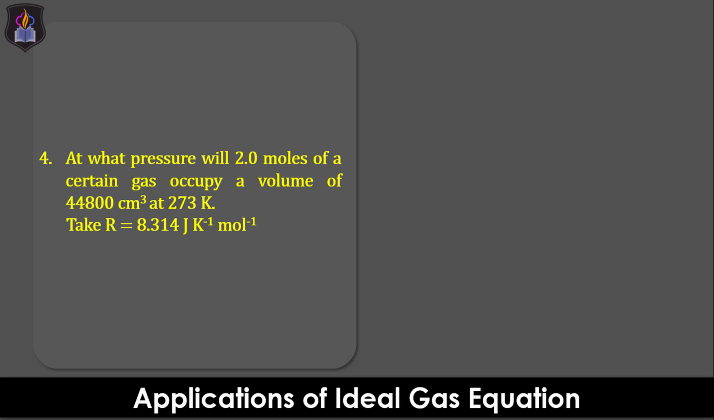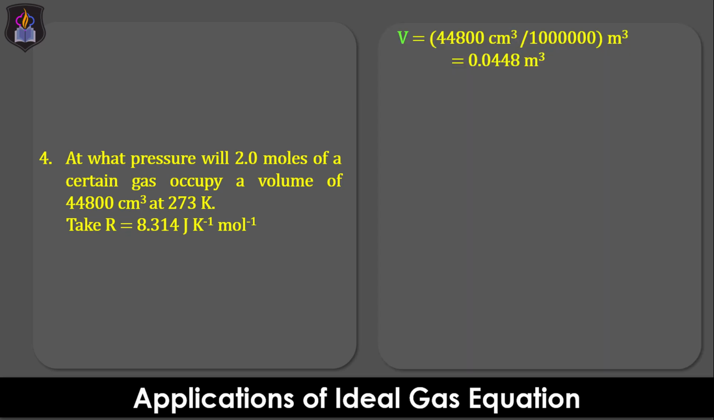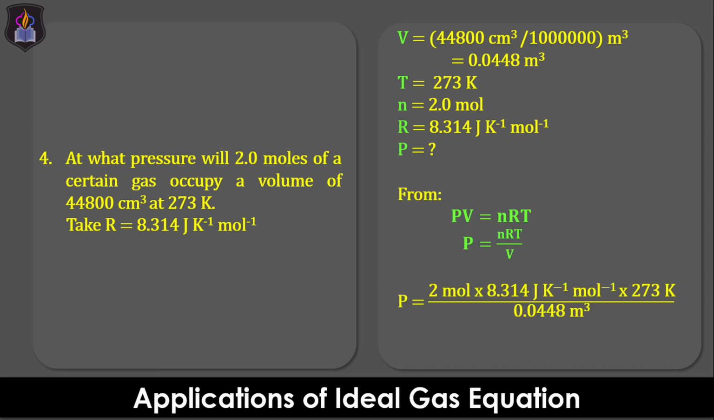Solution. Here, since the value of R is in joules per Kelvin per mole and we are to find P, our volume must be in meters cubed. So, from the given parameters, volume is 44,800 cm³, which is equivalent to 0.0448 meters cubed. Temperature and number of moles are 273 Kelvin and 2 moles respectively. So given a P, V, T, n relationship, we'll make use of the ideal gas equation, PV = nRT. Make P the subject of formula and evaluate the equation to obtain 1.013 × 10^5 Newton per meter squared as the pressure of the gas.